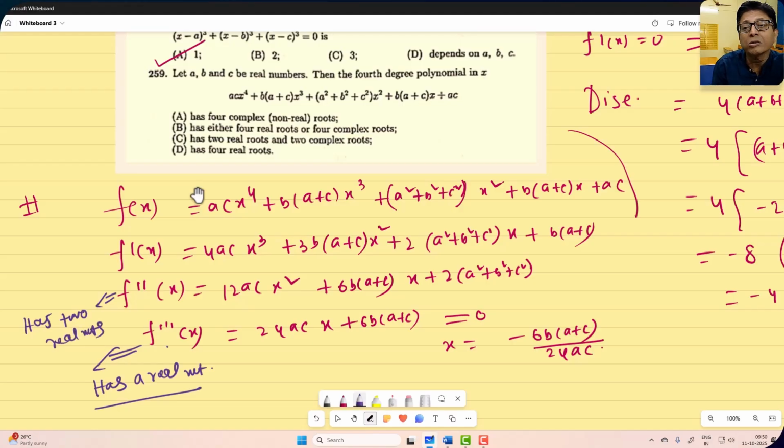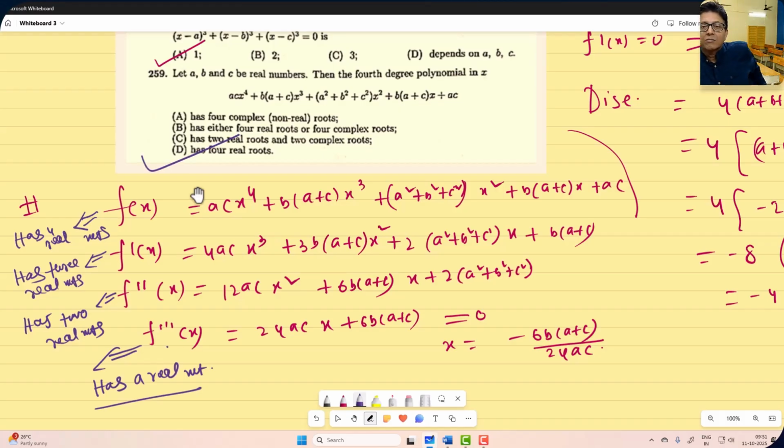Now two real roots will separate three real roots of f dash x equal to 0. So it has three real roots. These three real roots will separate four real roots of this equation. So it has four real roots. So option D is correct. Hope you have understood the method.